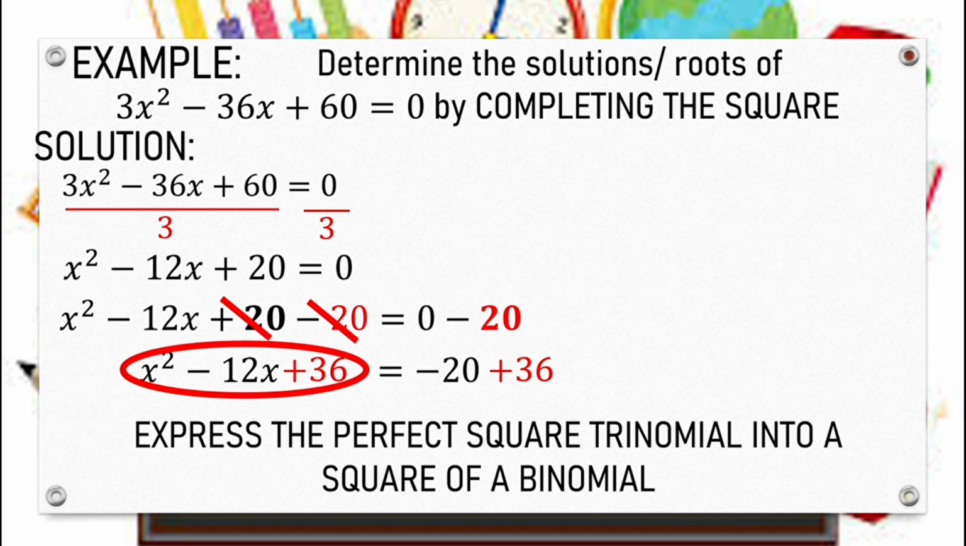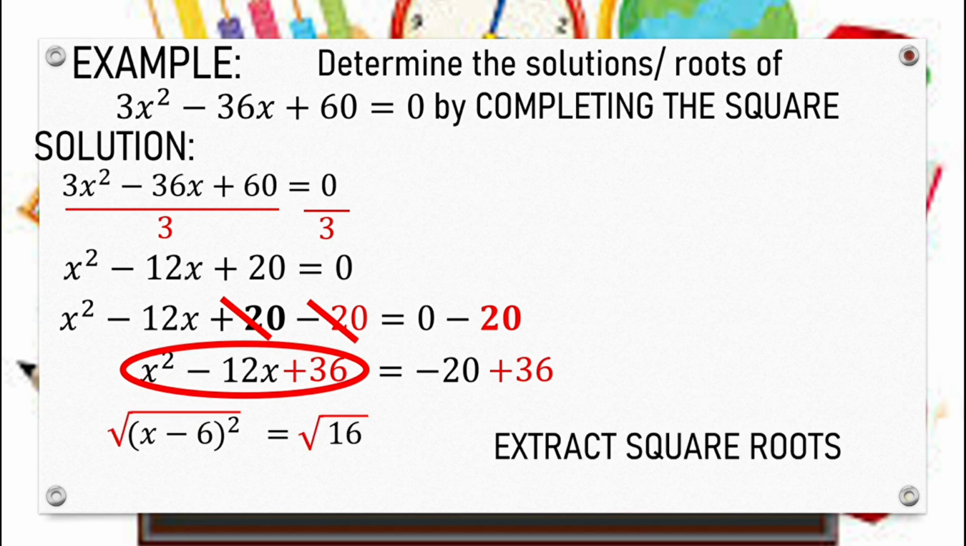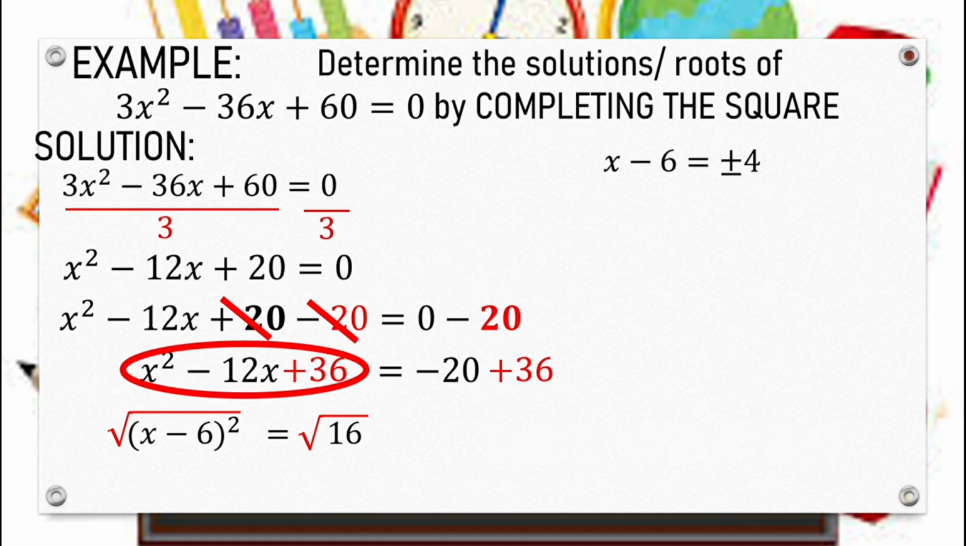Then, let's express this into a square of a binomial. This becomes quantity x minus 6 squared equals 16. Then, we will apply extracting square roots as we eliminate exponent 2 on the left side of our equation. And this leads us to x minus 6 equals positive negative 4.